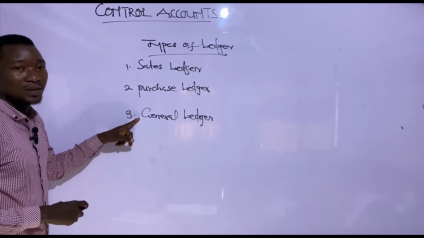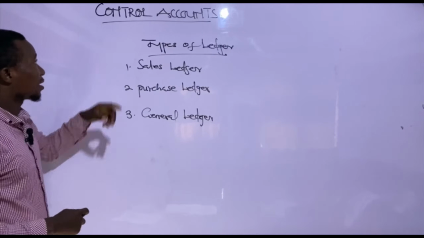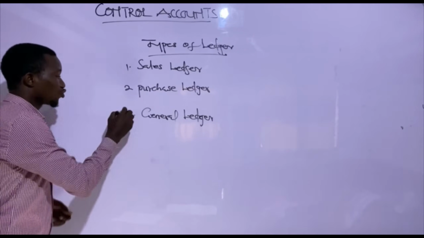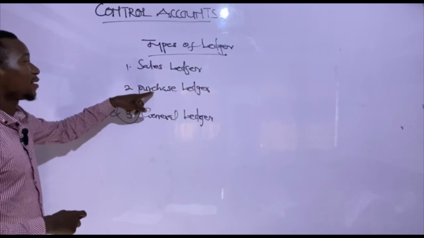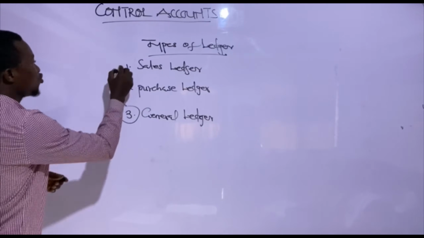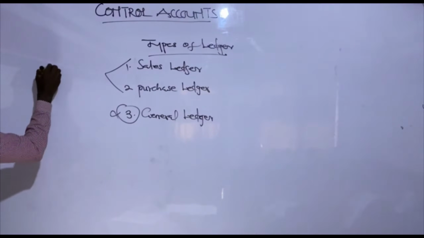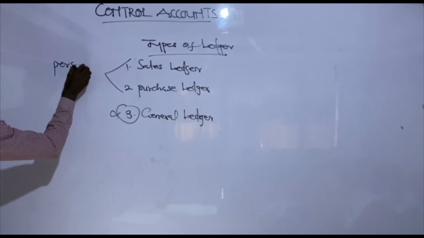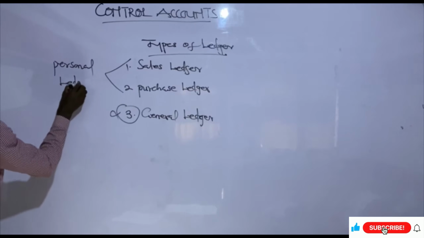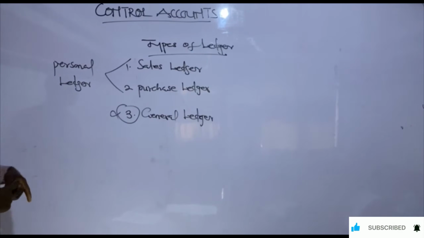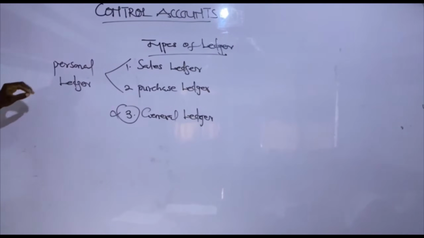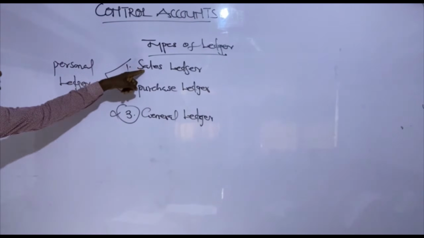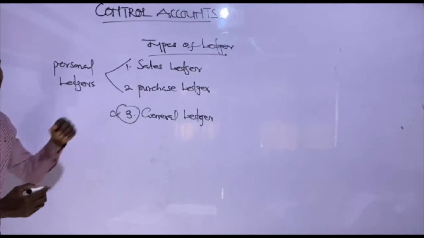The general ledger, we are not going to talk about it under the control account. We are not going to control the general ledger. But we will be controlling the sales ledger and then the purchases ledger. These two accounts are the personal ledgers. So what I'm saying is that control account is an account prepared to show in a summarized form all the individual items that are found in the personal ledgers. And the personal ledgers are the sales ledger and the purchases ledger.